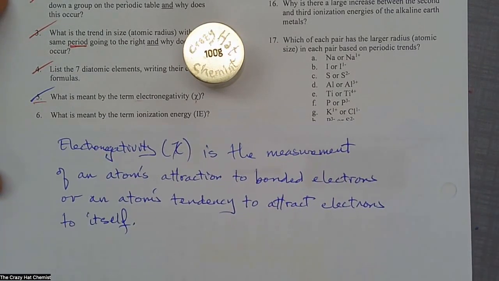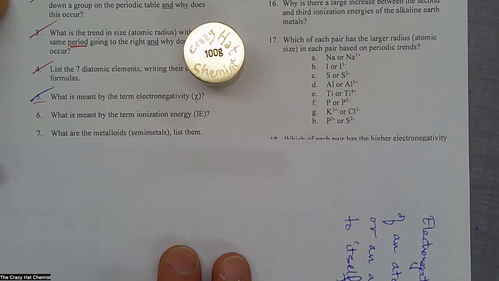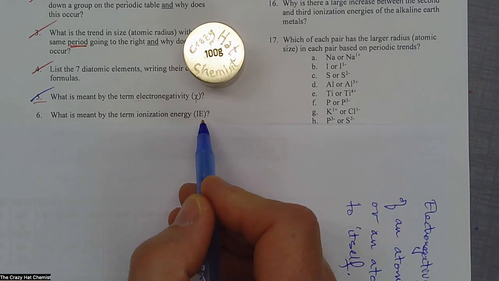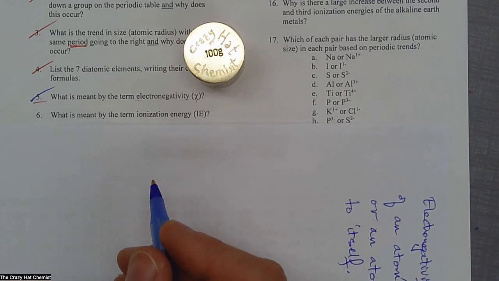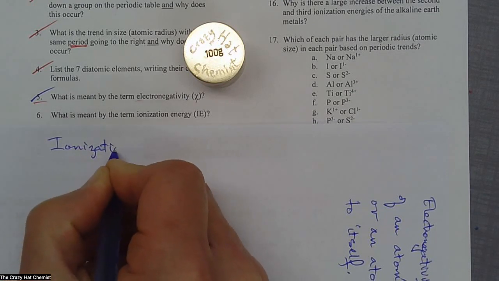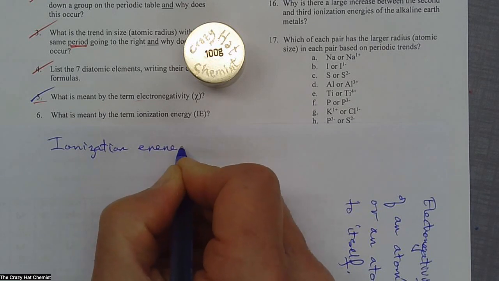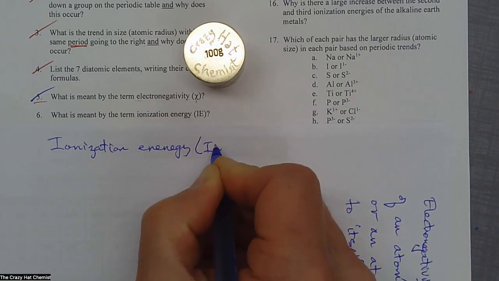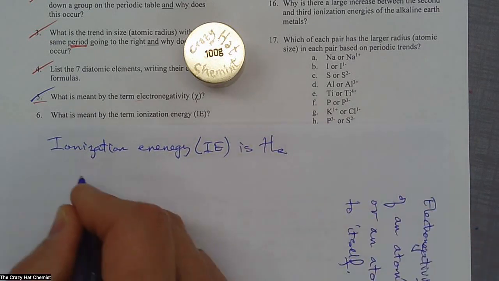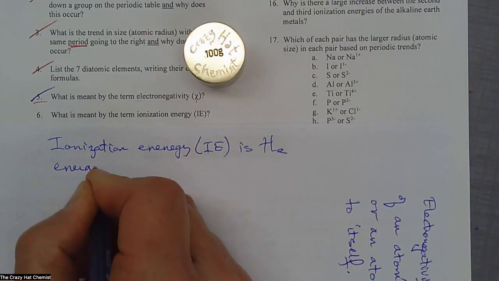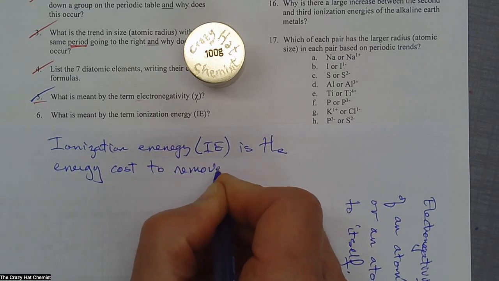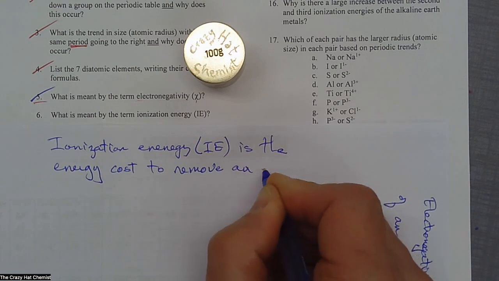All right, the next one, number 6. And so we'll flip this little piece of paper here, and it says, number 6, what is meant by the term ionization energy, IE? So ionization energy, IE, is the energy cost to remove an electron.